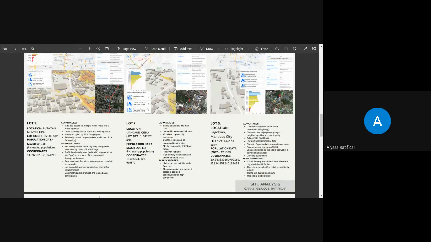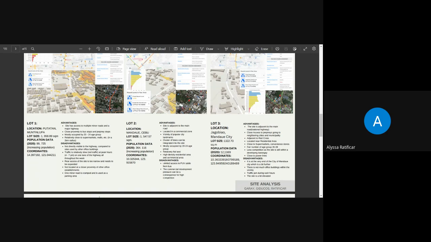And then for the advantages, the site is adjacent to the main road, which is the national highway. So there is close access to jeepneys and buses. It is also right by Consolacion, which is, I believe, a residential area as well. Within the vicinity, it has supermarkets and convenience stores.